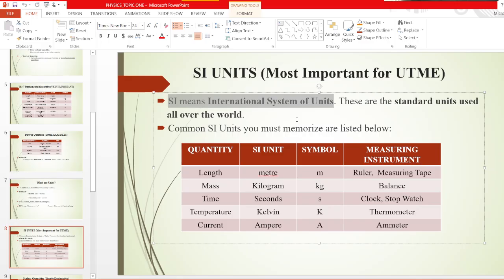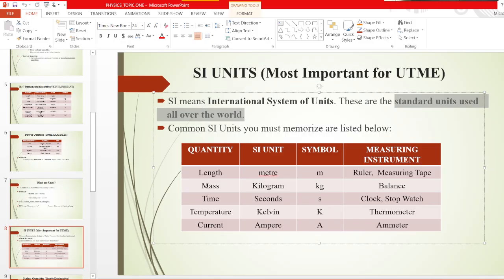Now, SI unit refers to the International System of Units, meaning these are the standard units used all over the world. So let's look at common SI units you must memorize. It's very important. Length, you must know that length is measured in meters.